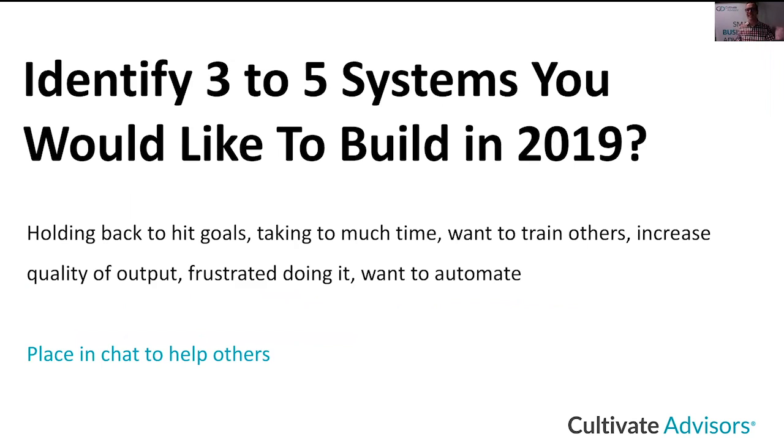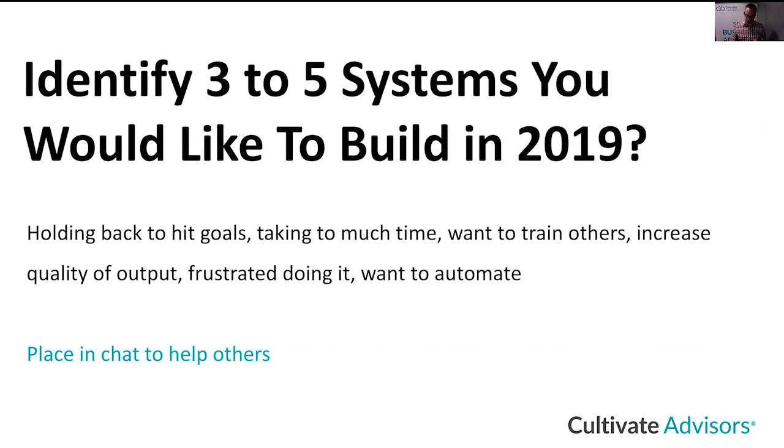Let's take it to the next level here. I want you to now take those goals and pick a system or two next to each one of those goals that you think will help you achieve that goal faster or easier or more efficiently, whatever word you want to use there. A system or two you would like to build in 2019. My goal is you come up with a list of 3 to 5 here.